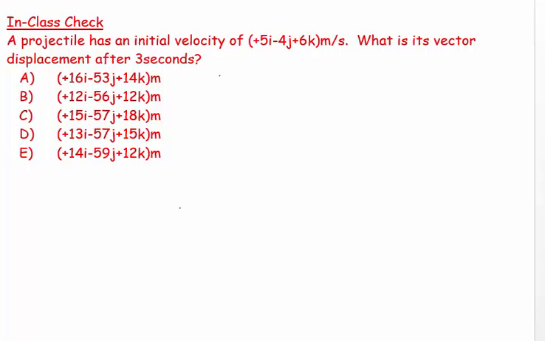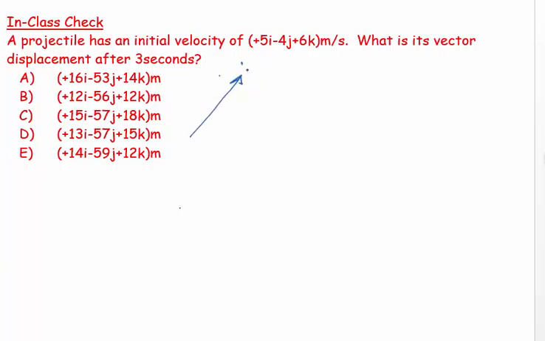So welcome. This is a three-dimensional kinematics problem. The question says a projectile has an initial velocity of plus 5i minus 4j plus 6k. What is its vector displacement after 3 seconds? So let's just visualize it.